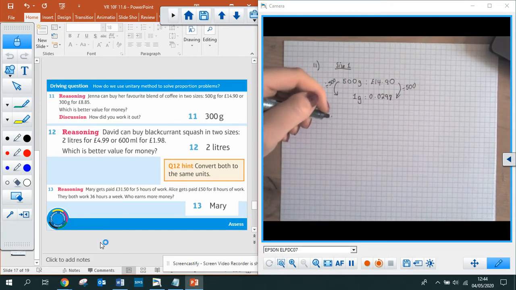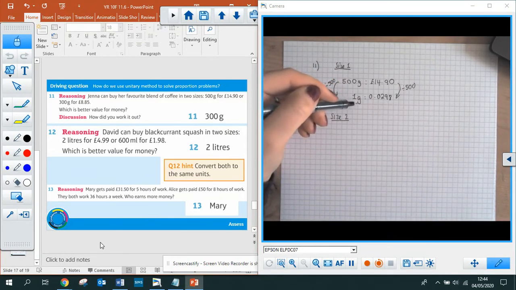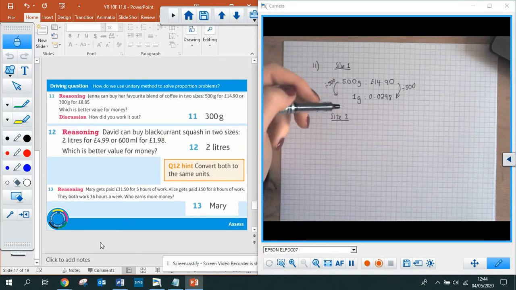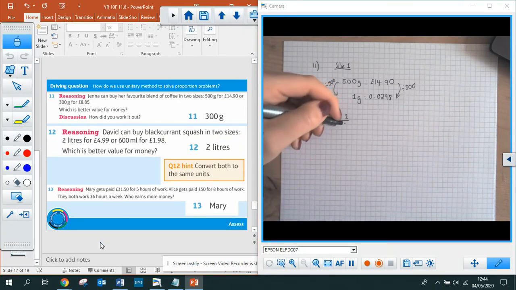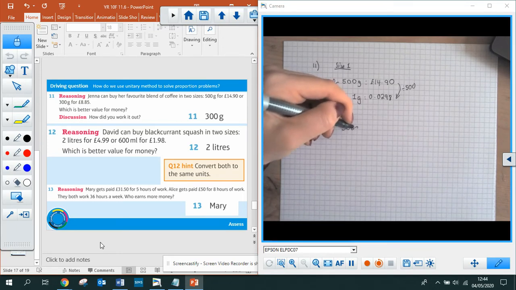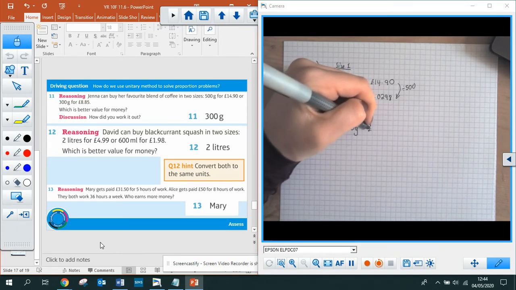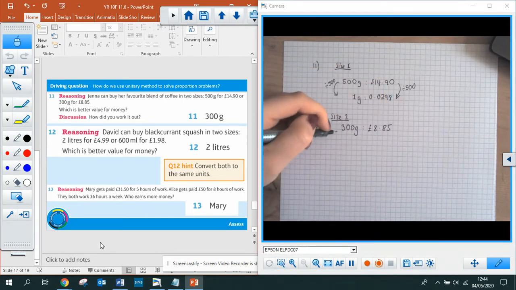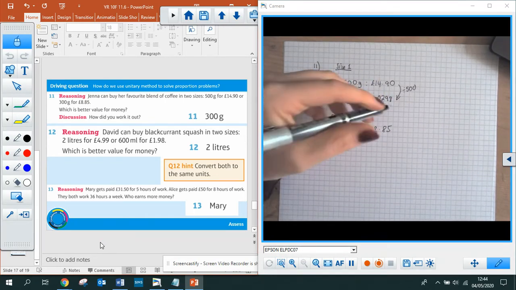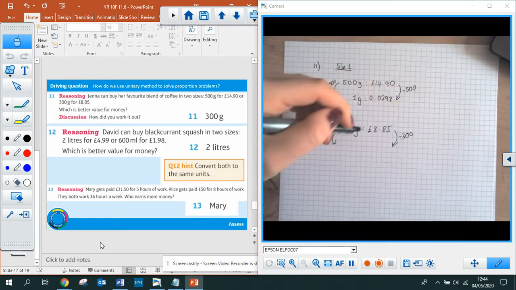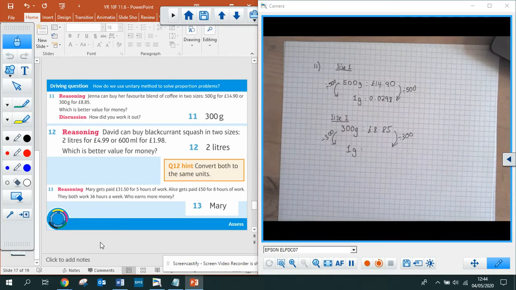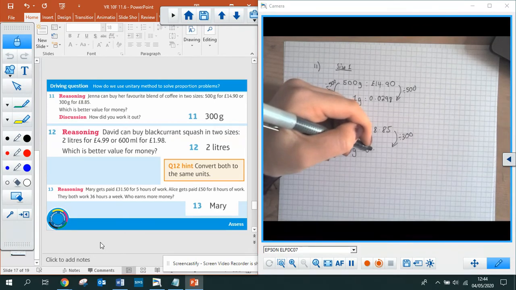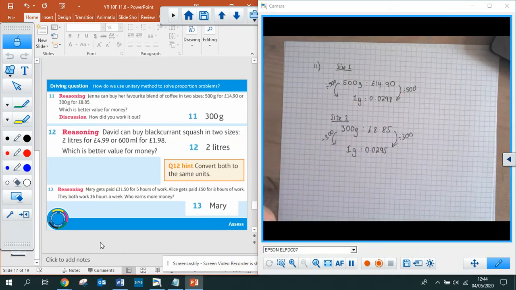So now I need to do the same for size 2. Make sure I'm changing the same thing to 1. Okay, so I need to make sure I'm changing the grams now to 1 because that's what I did for the size 1. So I get 300 grams for £8.85. So I'm going to divide by 300 now to get what the cost of 1 gram would be. That gives me 1 gram here. £8.85 divided by 300 is 0.0295.